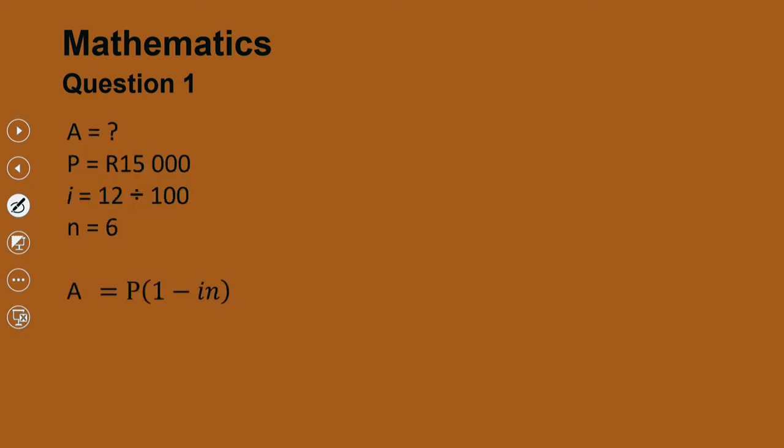So what has been given to us? The very important information is, first of all, we can see that we need to calculate the value of A, which is actually our final amount. When you pay attention to the values, first of all, we have the value of P, which is being given as 15,000, and I has been given as 12%. So we write it as 12 divided by 100. You can also write it as 0.12. Very important. And then N, the number of years, is given as 6.